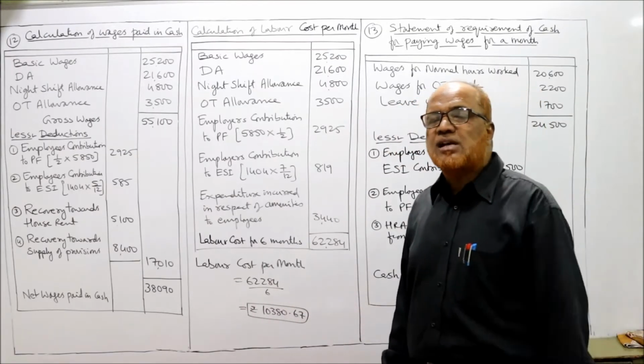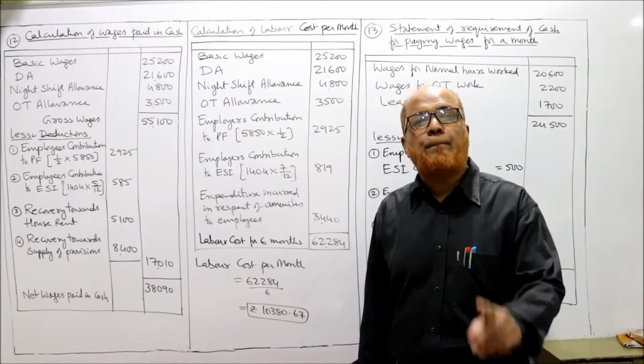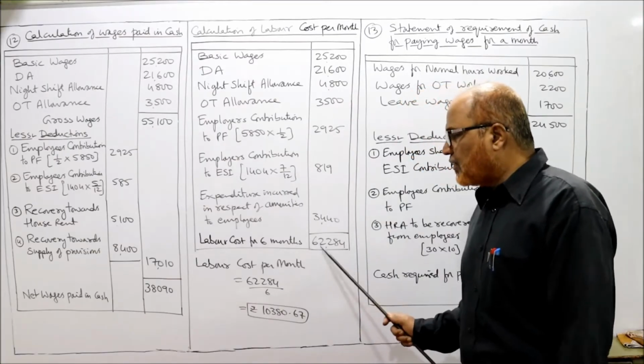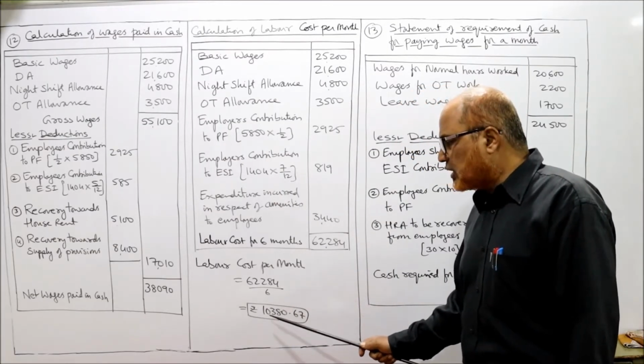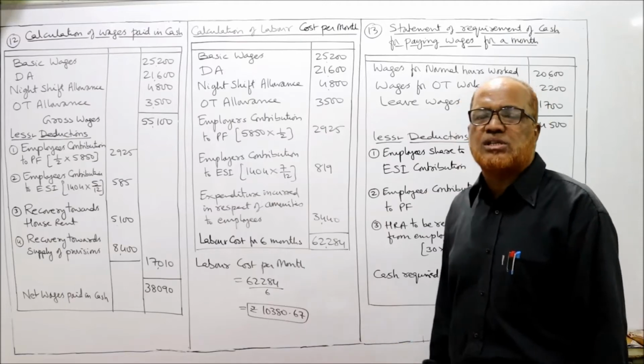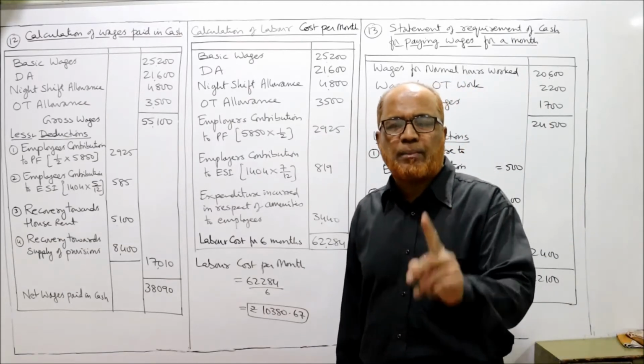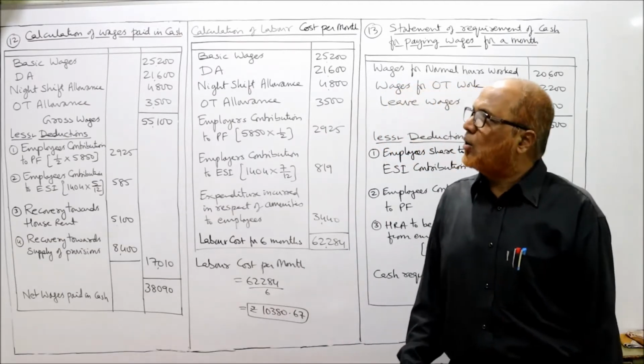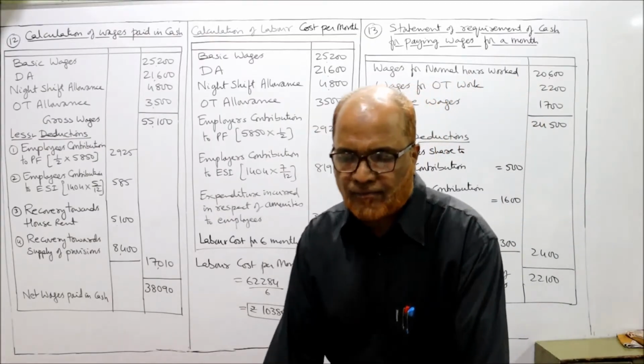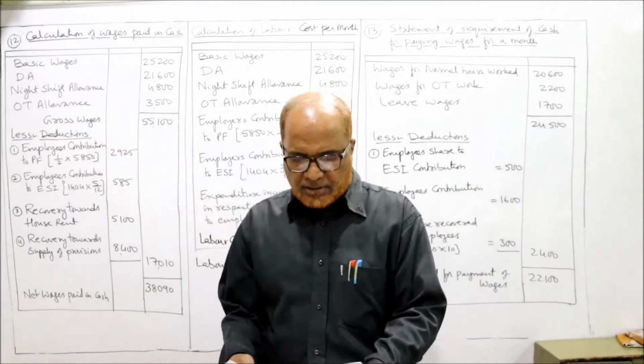It is asking what the labor cost payment per month is. So this is the total for 6 months. Divide by 6 and you will get 10,380.67 per month. This is the labor cost per month. So this is the end of problem number 12. Now see problem number 13.